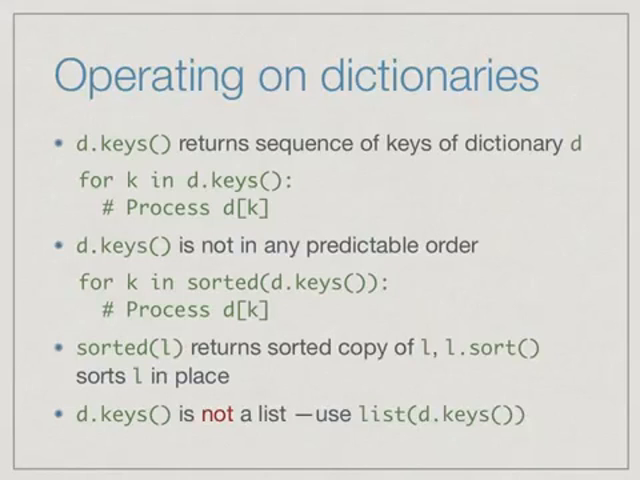The other thing to keep in mind is that though it is tempting to believe that d.keys is a list, it is not a list. It's like range and other things. It's just a sequence of values that you can use inside a for. So we must use the list function to actually create a list out of d.keys.